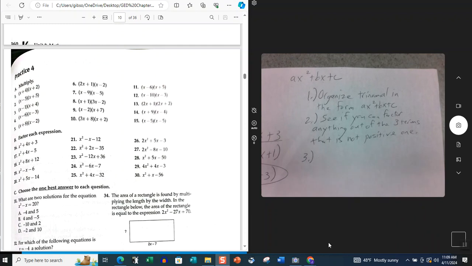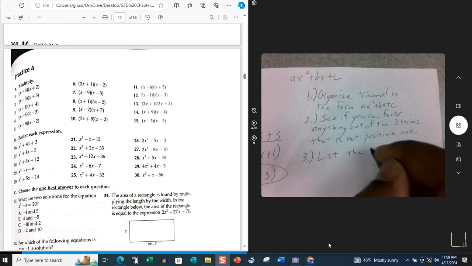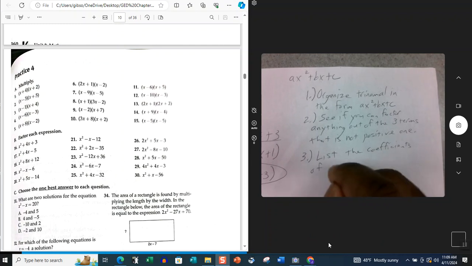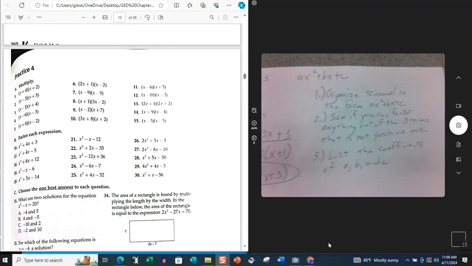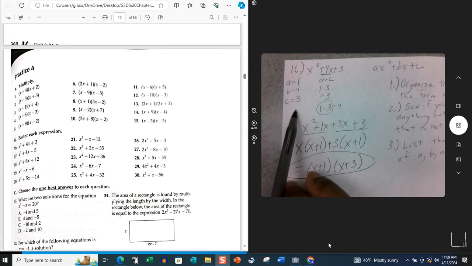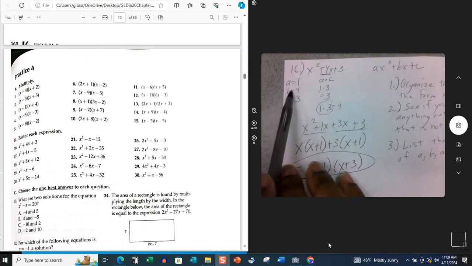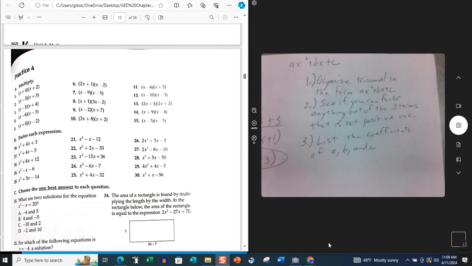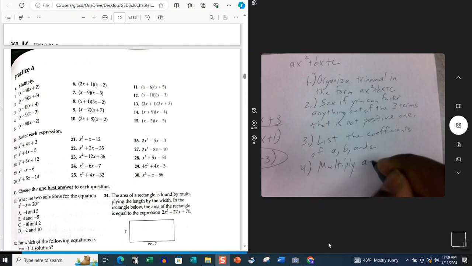Step 3, list the coefficients of A, B, and C. Now just to give you an example, we listed the coefficients of A, B, and C, which is A is the value in front of the variable squared, B is the value in front of x to the first power, and C is the constant. All right, step 4. Multiply A times C.